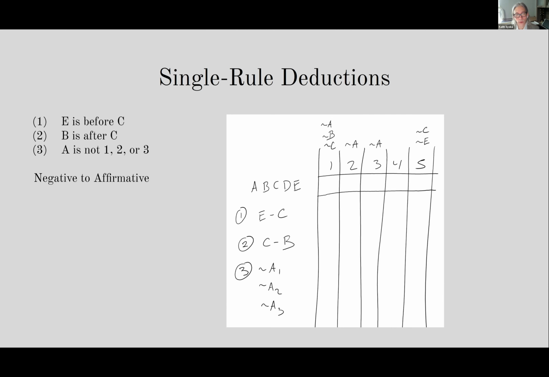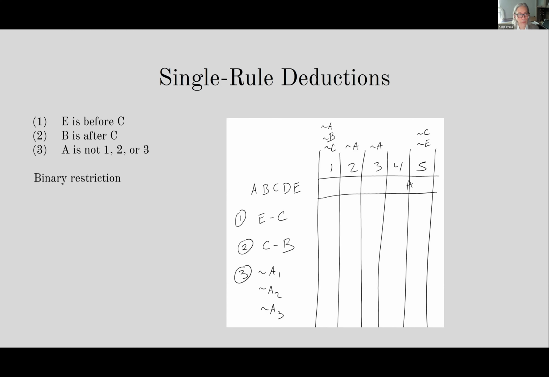A is not 1, 2, or 3. And we ask ourselves, well, then what are the options for A? And we end up with a binary restriction. A could be fourth or A could be fifth. I could write that A4 or A5. I could use A at the top with an arrow pointing down to either column.